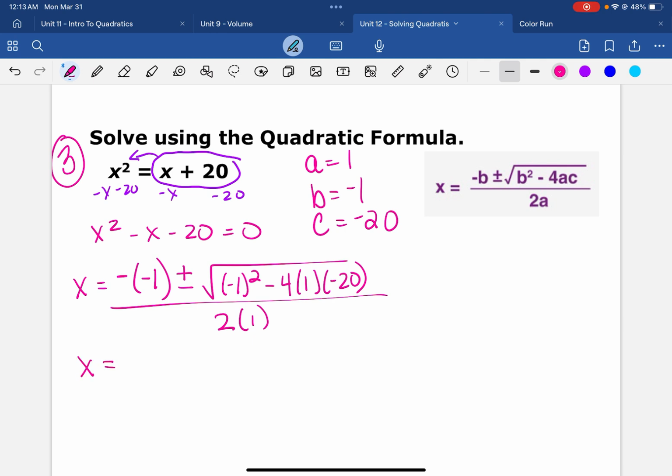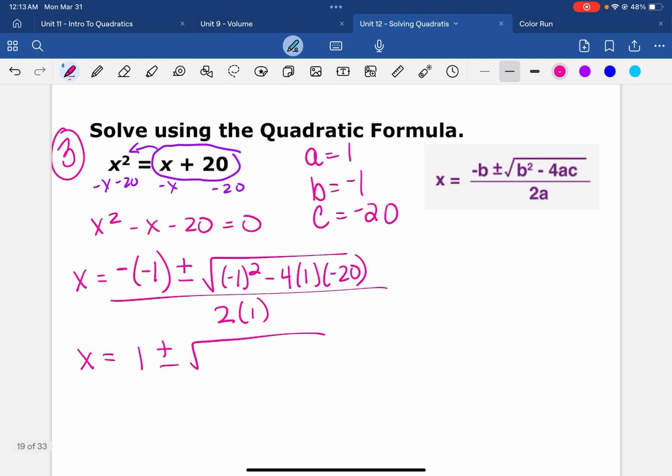That -1 outside the parentheses, times the -1 in the parentheses just gives me a +1, plus or minus the square root. -1 squared is just 1. -4 times 1 times -20. So all of this right here gives me a -80. No, +80, I'm sorry, because we have two negatives there, the -4 and the -20. All over 2.